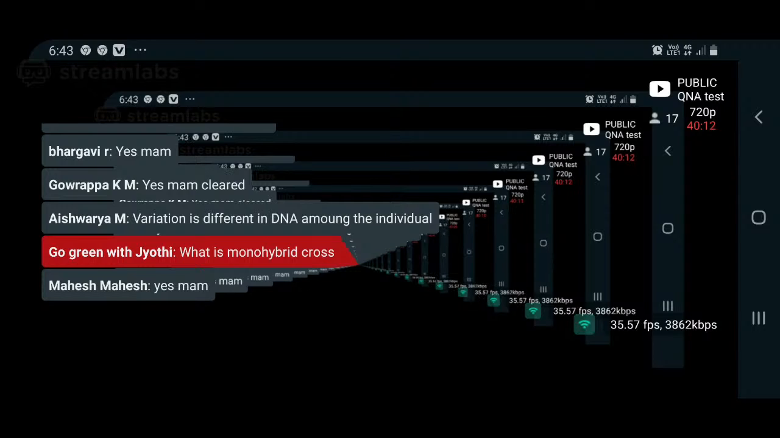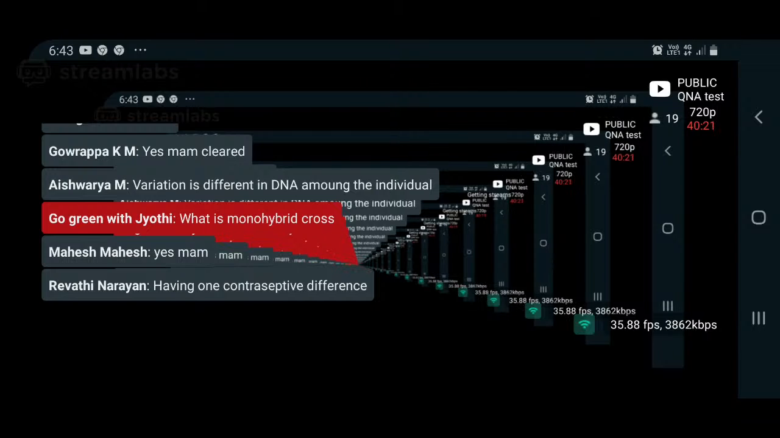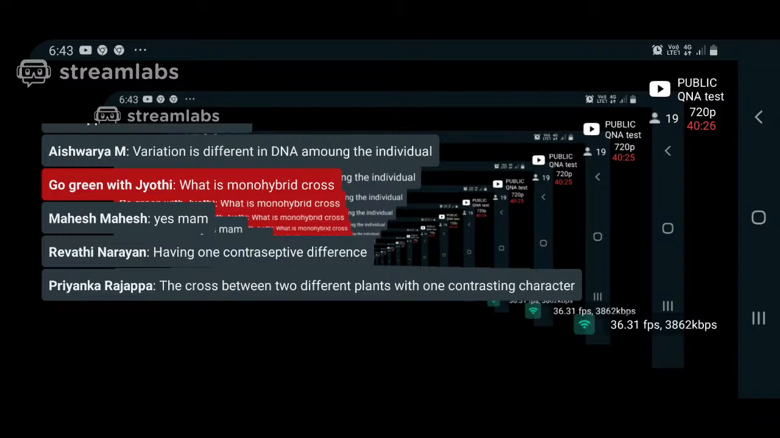with one different contrasting character. I'll give an example. If we consider the length of the plant, tall and dwarf, these are the two contrasting traits. That is, one is very tall, one is very dwarf, right? With one character, if we find any contrasting things, then it is called monohybrid cross.